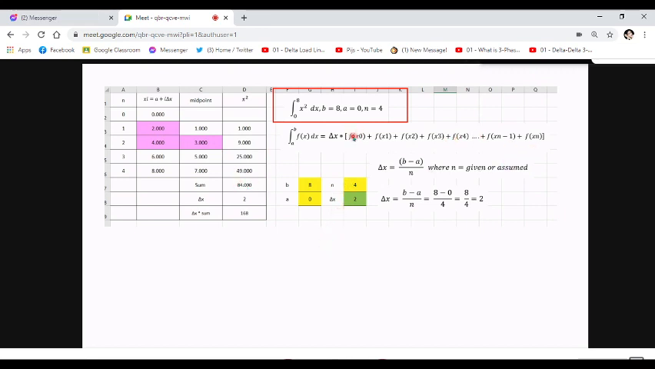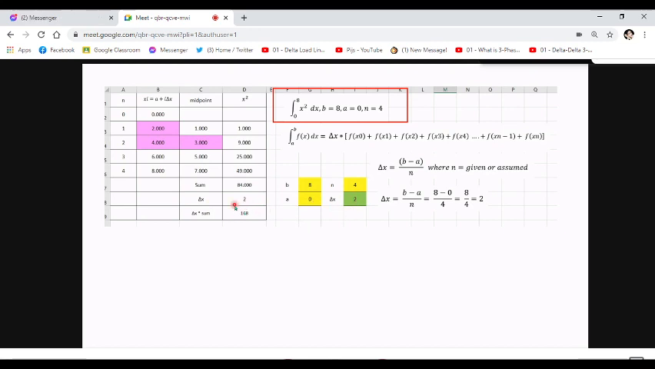Meaning to say, we will get the sum of this or the total of this. Meaning to say, we will get the sum from here towards there, 1 plus 9 plus 25 plus 49. Ito yung sum nun. Okay, that will be now equal to 84. And finally, delta x times the sum of this, meaning delta x is 2 times the sum.